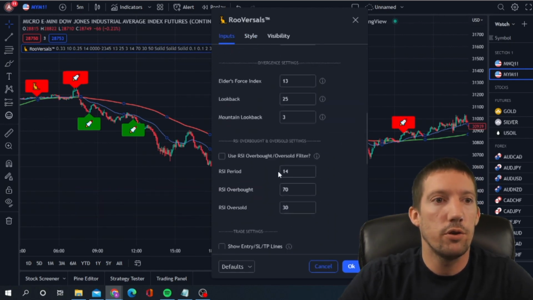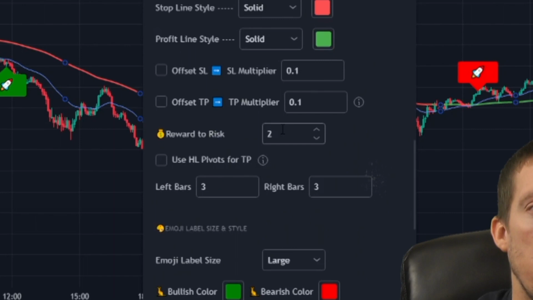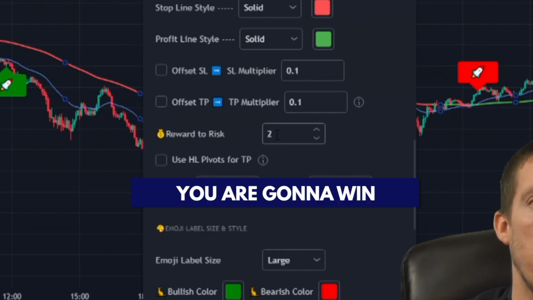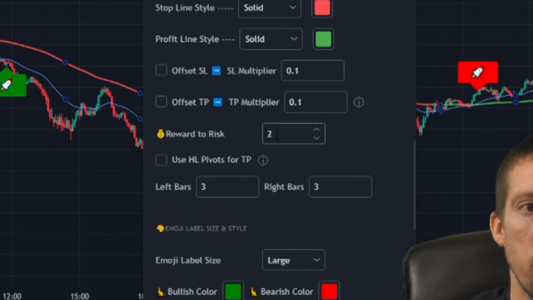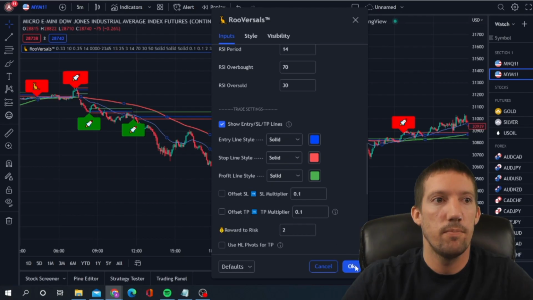Okay, then we're going to scroll down here, and I also like to show the take profit and stop loss lines. Now, you can change your risk to reward ratio here. So this is a 2-to-1 reward to risk ratio. So basically, if you win, you're going to win 2 times the amount as if you lose if you hit your stop loss. So we're going to keep it at 2. And then I'm going to do show entry, stop loss, take profit lines. And you can see where the red and the green show up.